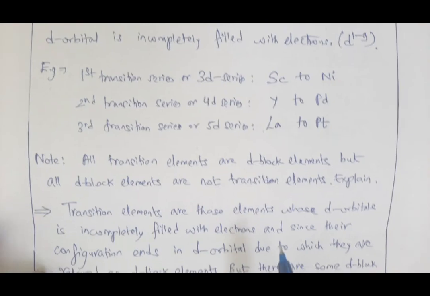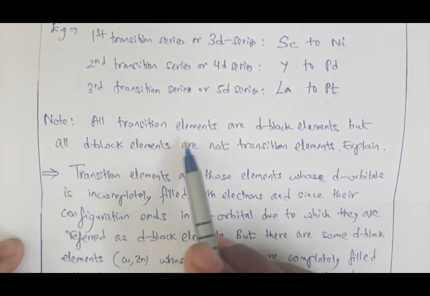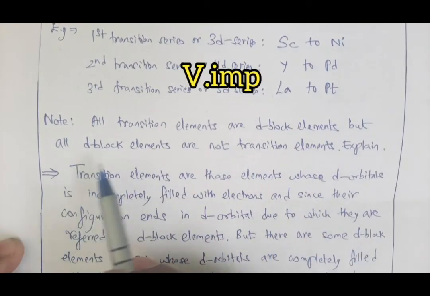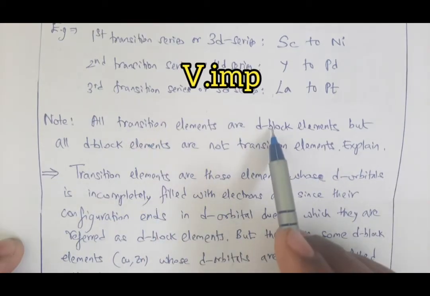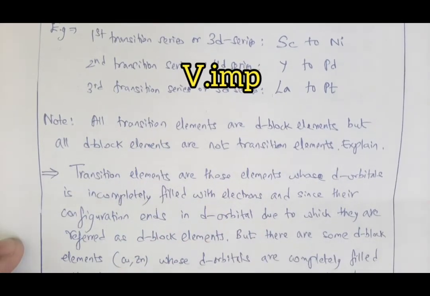Now there is one question out here. The question says: all transition elements are d block, but all d block elements are not transition. All transition elements come under d block, but all d block elements are not transition.